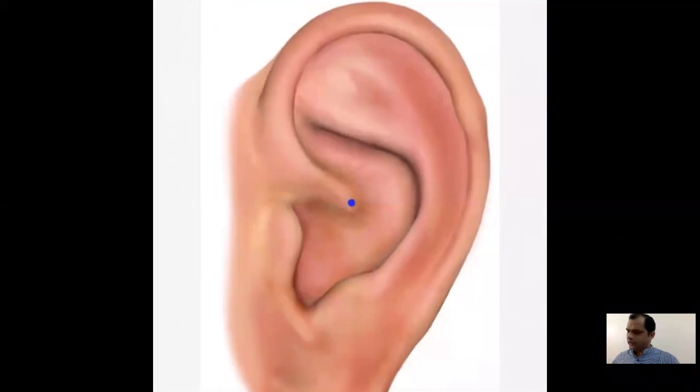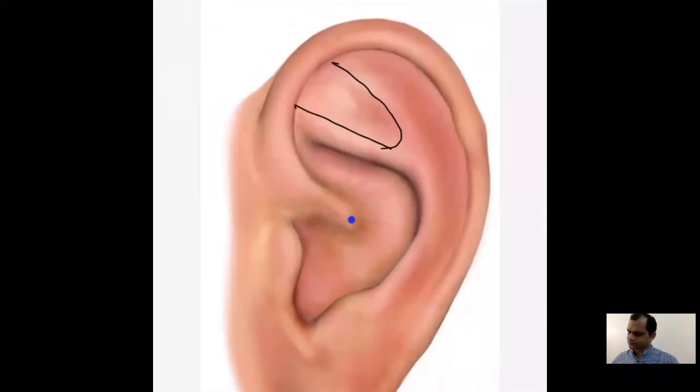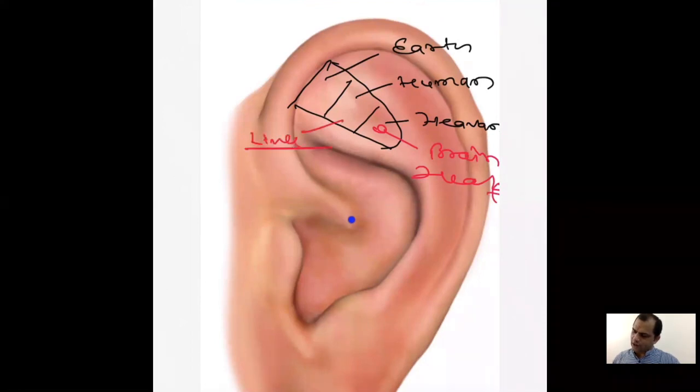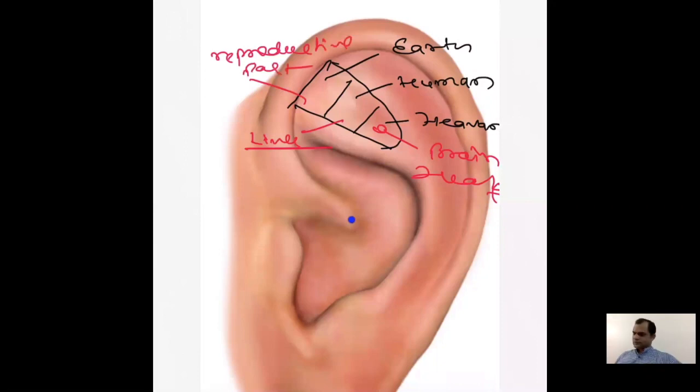Then we divided this triangular fossa into 3 parts, and we called them heaven, human, and earth. Heaven is connected with the brain and heart. Human is connected with the middle part like the liver, and earth is connected with the reproductive part.